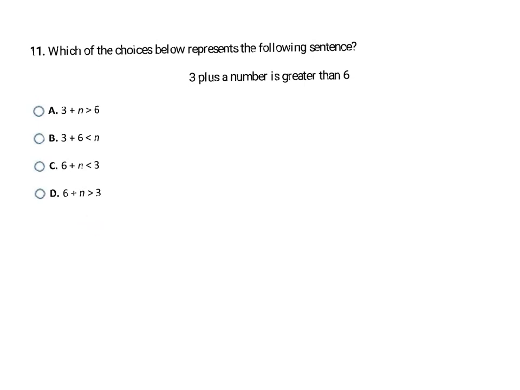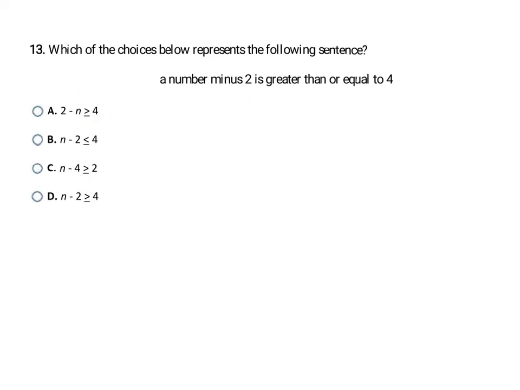This problem here, we're just straight translating from words to inequality. There's no word problem. So here we have 3 plus a number, plus means addition, and a number, we're just going to use the letter N, is greater than, so I write a greater than symbol, 6. And so there is my inequality, which is choice A.